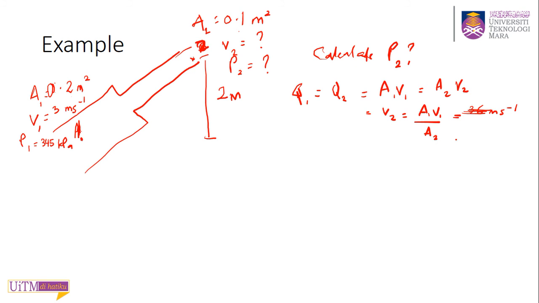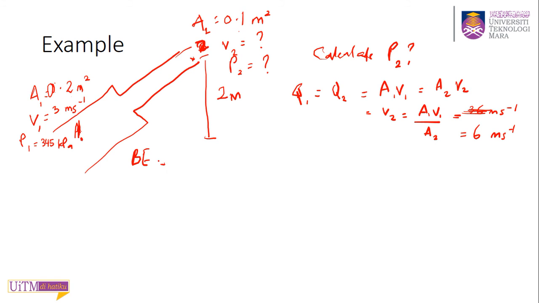Okay, so this will give you 6 meters per second. As the area is smaller, the velocity should be higher. Okay, that's settled for V2. And then how can you find your P2? What formula can you use? Bernoulli equation. Okay, good.